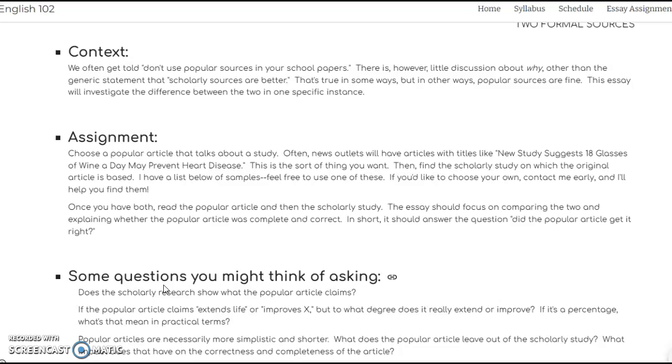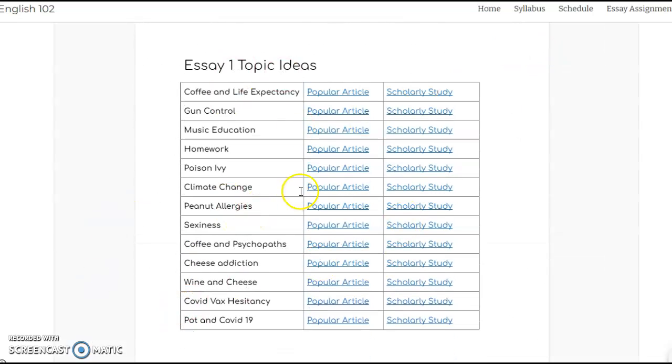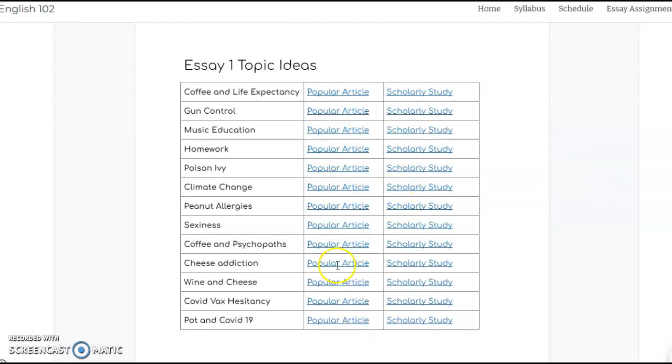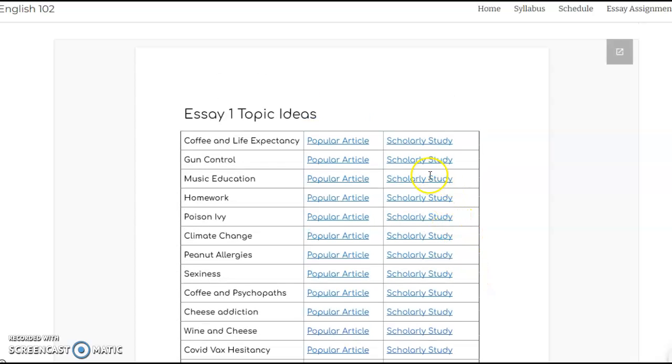If you'd like to choose your own, there's an extra video I want you to pay attention to back on the main page. But if you want to choose one of them below, you can just scroll down. I've got a whole list of them here, and you should be able to just pop out to them, okay? I give you links to the popular article and then to the scholarly study.